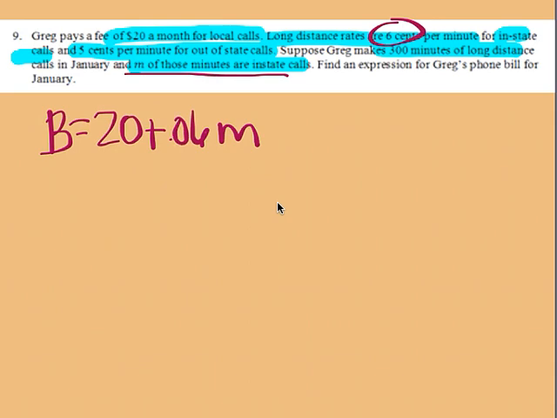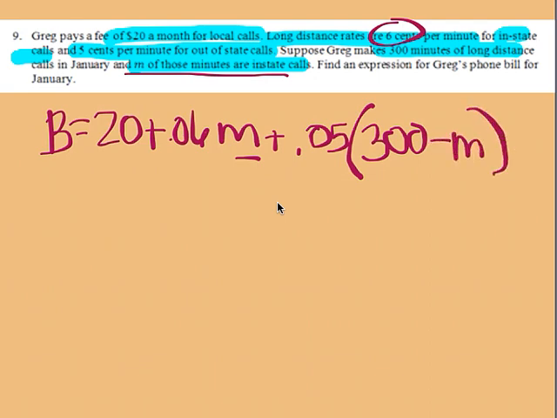So that means that if M are in-state, whatever is left over has to be out of state. Let's say I told you that 20 of those minutes were in-state. To get how many were out of state, you're going to take 300 minus 20 to get 280. Then for out-of-state calls, it's going to be 5 cents, and what we're going to do is take our total number of minutes and subtract off how many we know are in-state calls, and what's left over is going to be our out-of-state calls.